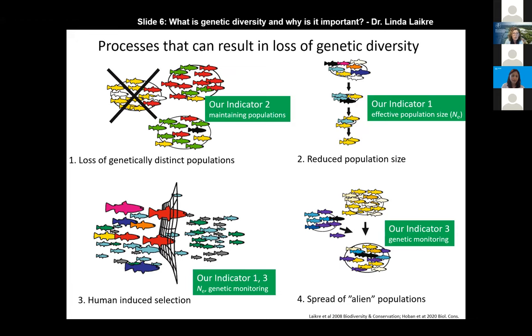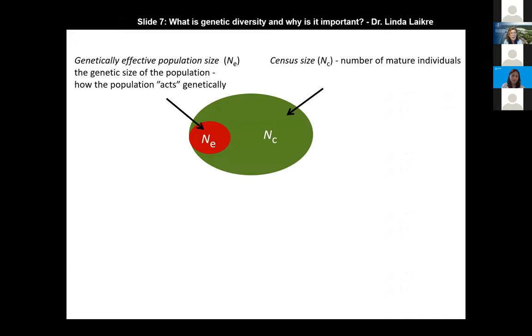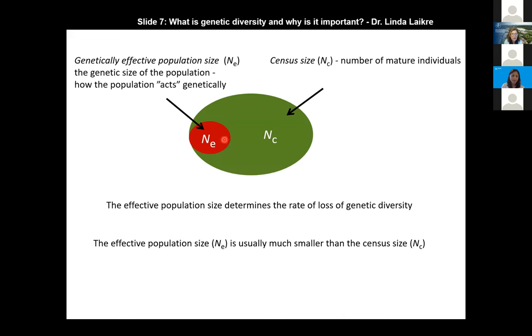And Sean Hoban will talk more about this, but just focusing on this indicator, the within population indicator. We can envision a symbol like this, an olive, where the green area would represent the number of mature individuals within this population, the census size, while the red area symbolizes the effective population size. And that's how the population acts genetically. It's this area here of the symbol that determines the rate of loss of genetic diversity. So the effective population size determines the rate at which genetic diversity is lost.